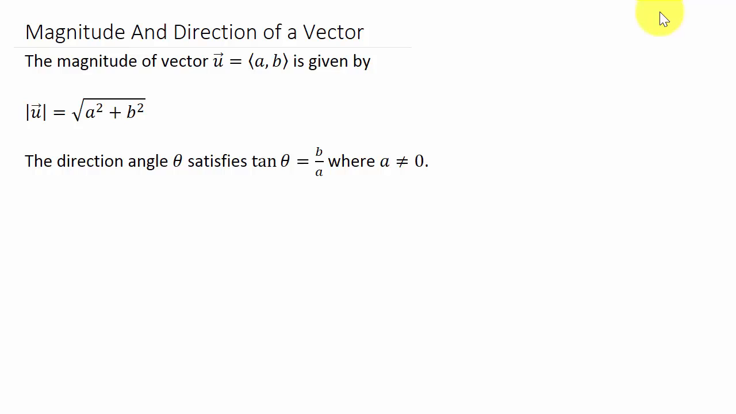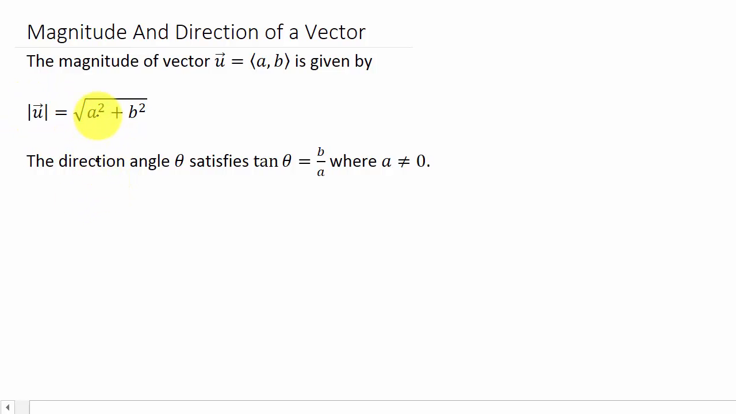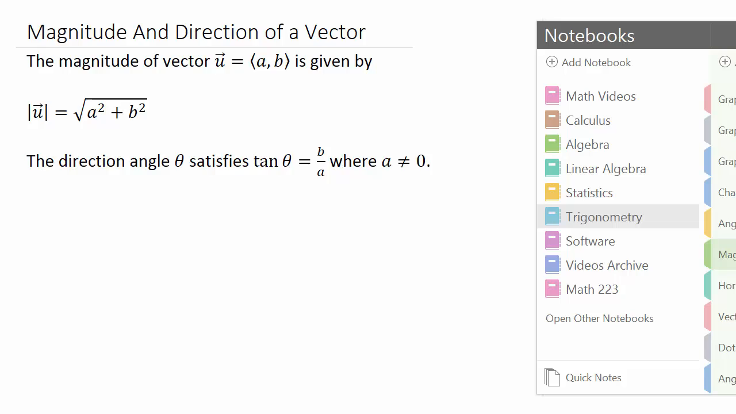Alright, so let's look at this again. The magnitude of a vector u, AB, is given by the magnitude of vector u equals the square root of a squared plus b squared. So it's just this squared plus this squared, and then you're taking the square root of it. And the direction angle, theta, satisfies tangent theta equals b over a, where a is not equal to 0. So that would be this term over this term. Tangent theta equals that.